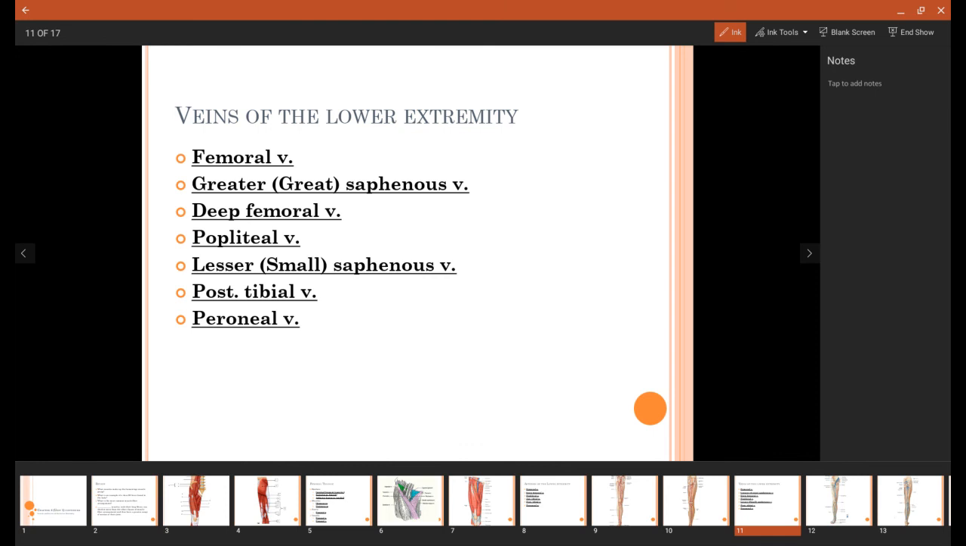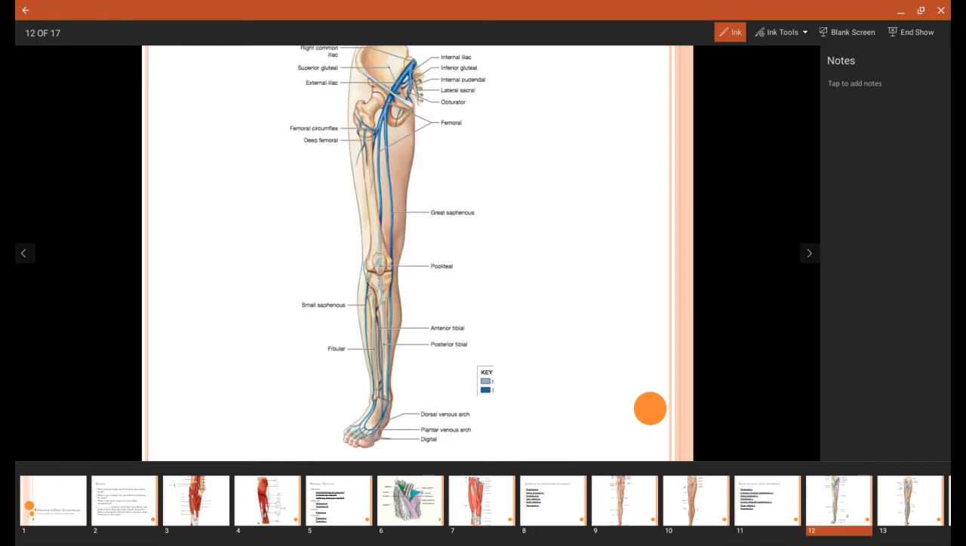The veins are going to be the exact same as we saw with the arteries, but there's two extra ones. There's the greater saphenous or great saphenous vein and the lesser or small saphenous vein, but the other ones are the exact same. So taking a look here, we see again the femoral vein, deep femoral vein, popliteal vein, still have the posterior tibial vein that goes all the way down. We still have the anterior tibial vein and peroneal vein, but our extra one, first one, is the great saphenous that goes from the big toe all the way up to the femoral vein here.